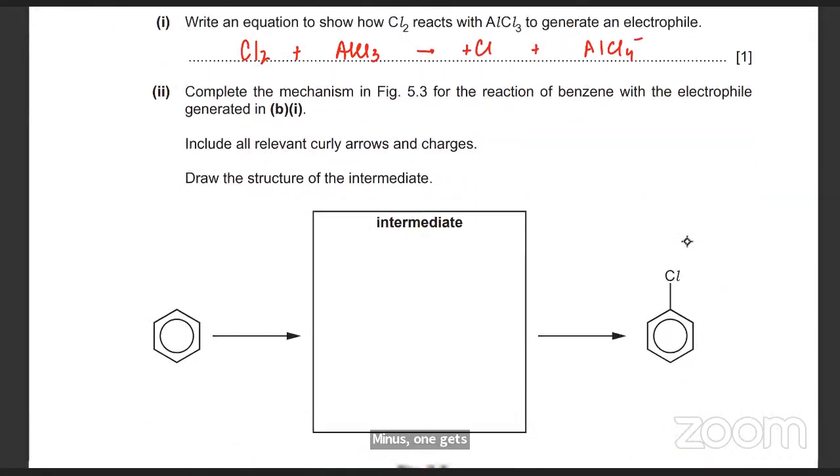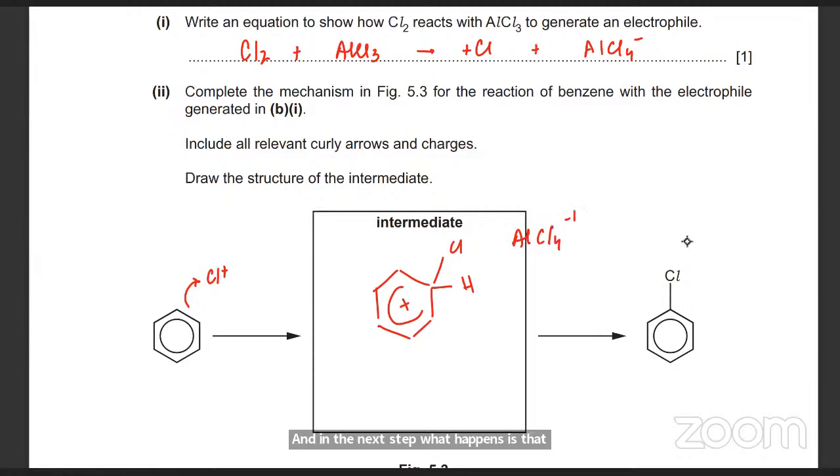And then the Cl+ goes and bonds with the benzene. So the Cl bonds with the benzene. And in the next step, what happens is that the AlCl4-.